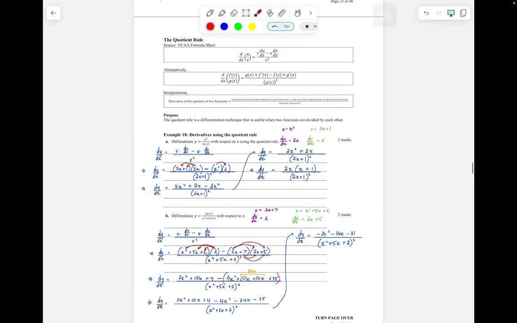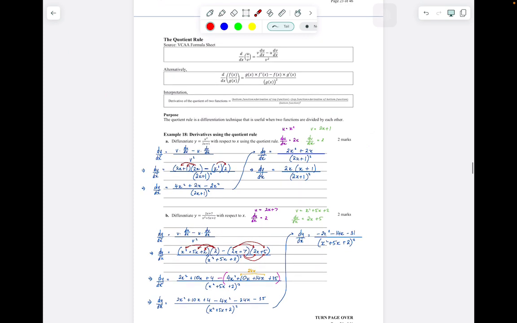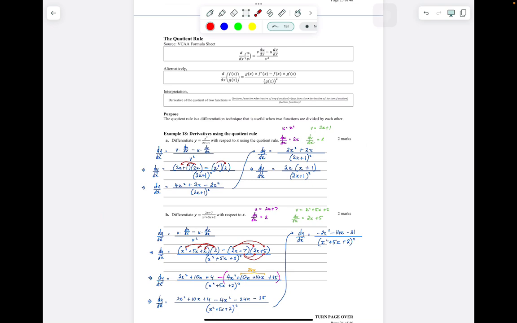So this is truly an exercise of identifying terms and substituting into a formula, expanding and simplifying. Yes, there are a lot of moving pieces, so you must pay attention and take care of your working out. Write everything out clearly so that you do not miss a beat or make a little mistake.